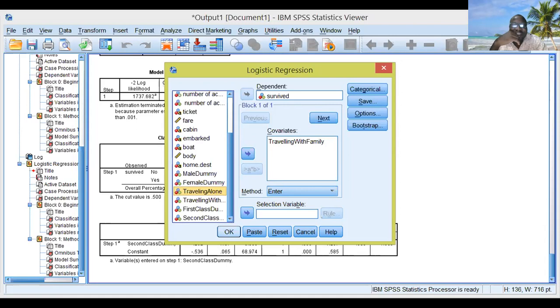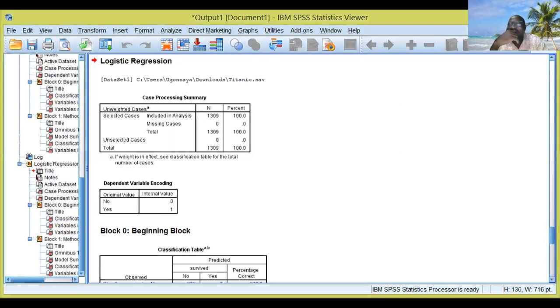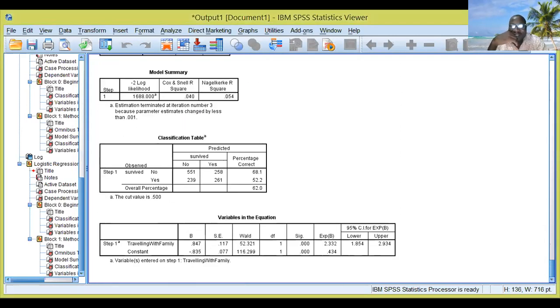Should I share, or can you see? Yeah, okay, go on. Should I stop sharing? Can you see? Yes, we can see.